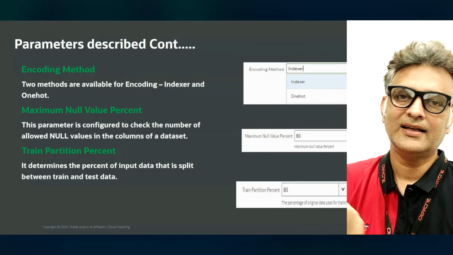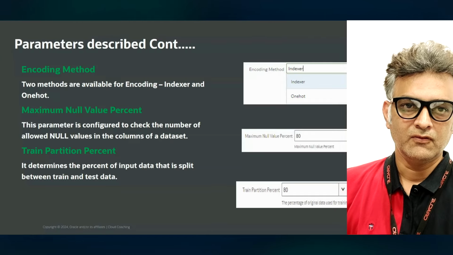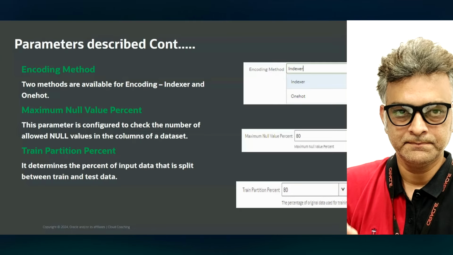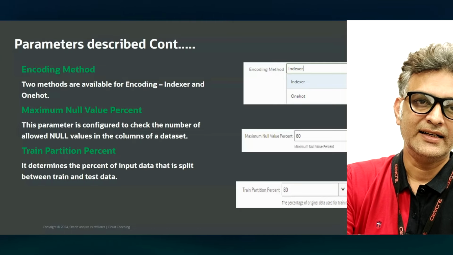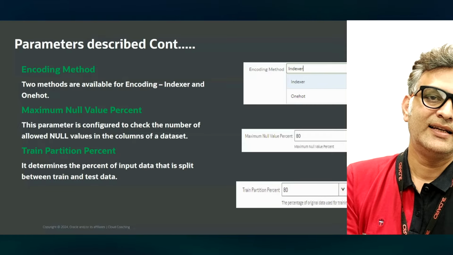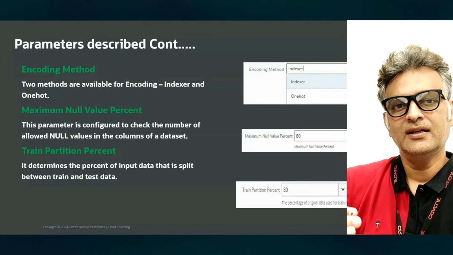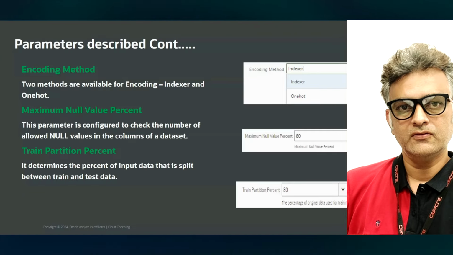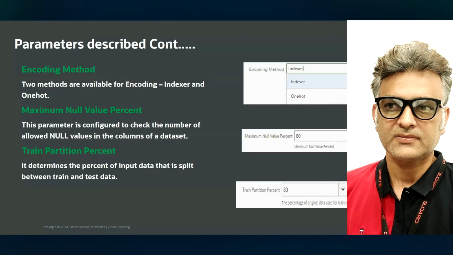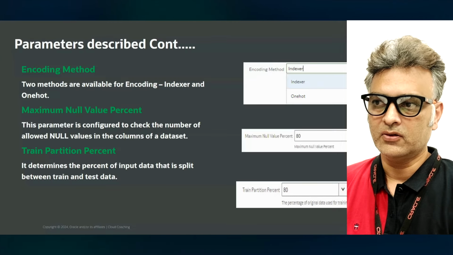As I mentioned, there are two methods here, indexer and one hot. The indexer method will replace each unique value with an index. Say it gives 1 as the index for salaried, 2 for self-employed, and 3 for not working. Then it will replace each of the values in each of the rows with these values 1, 2, 3, and use them for processing. That is the indexer parameter for encoding.